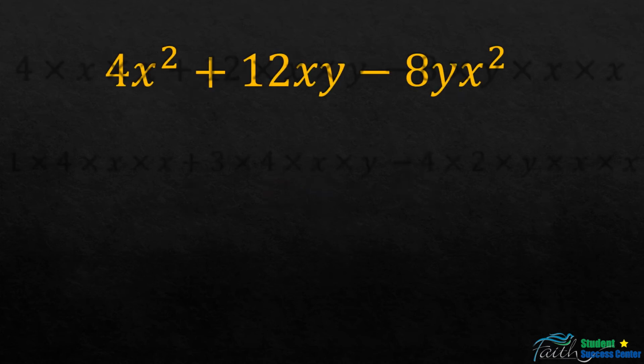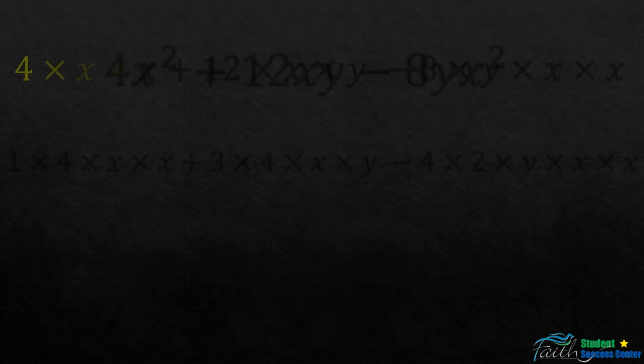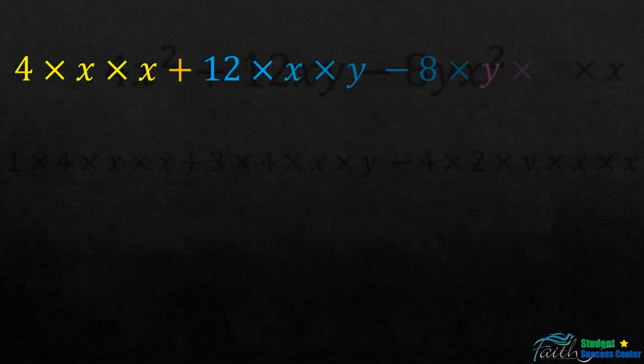So let's take a look at this example. We have 4x squared plus 12xy minus 8yx squared. First we expand our terms. So I can say 4 times x times x plus 12 times x times y minus 8 times y times x times x.